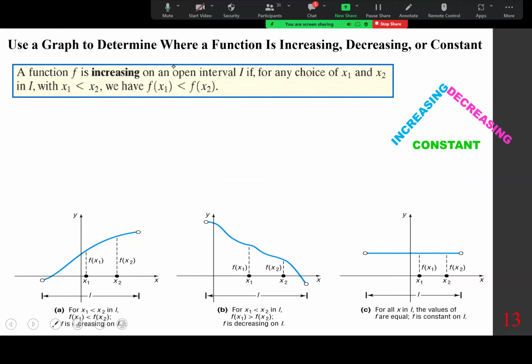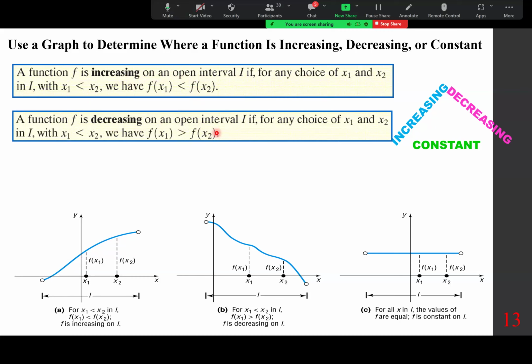We discussed increasing, decreasing, and constant functions. In short, increasing looks like a line with a positive slope. Decreasing looks like a line with a negative slope. A function f is increasing on an open interval I if for any choice of x sub 1 and x sub 2 in I, with x sub 1 less than x sub 2, we have f of x sub 1 less than f of x sub 2.